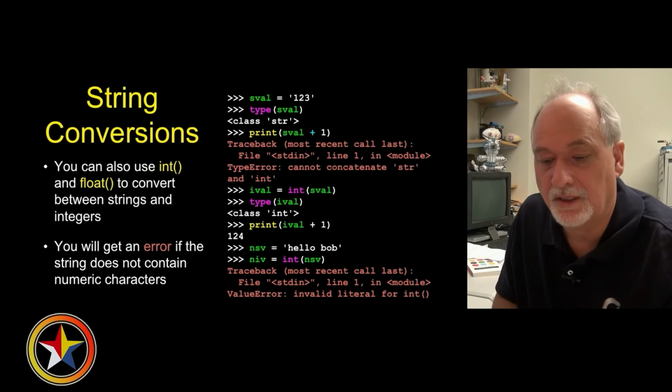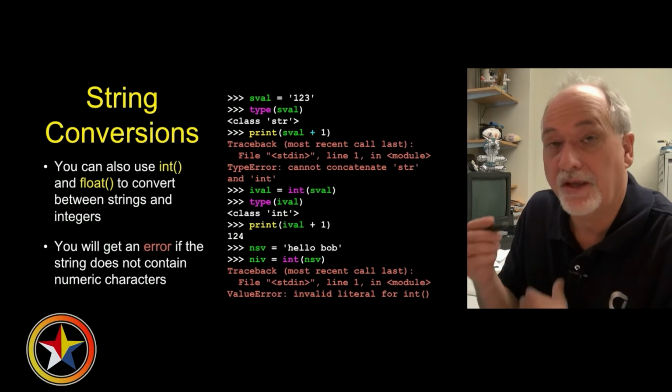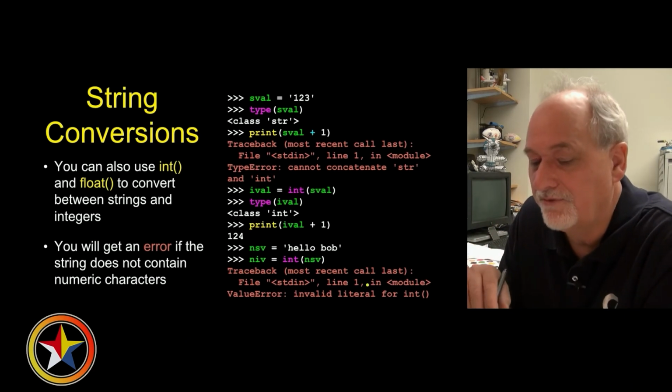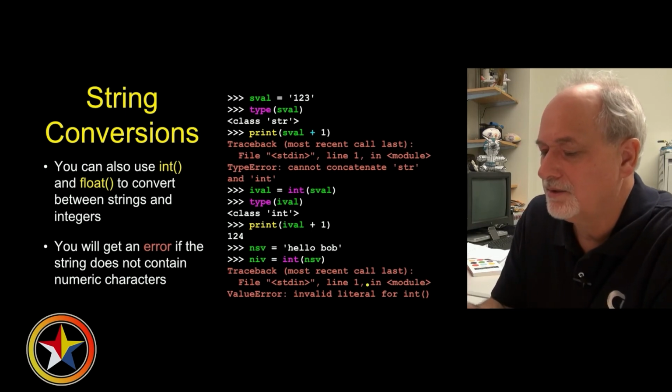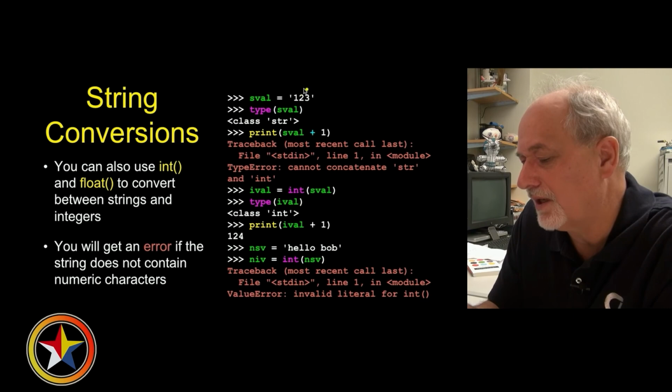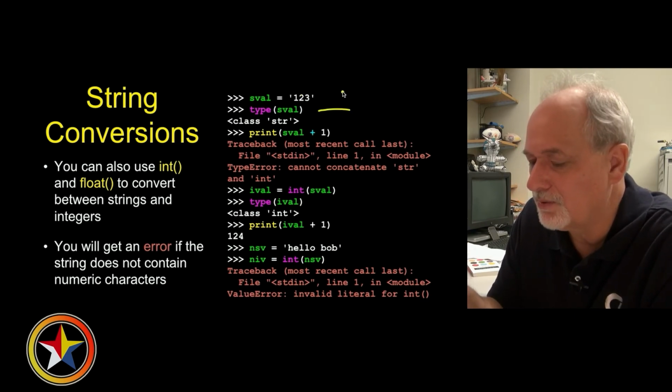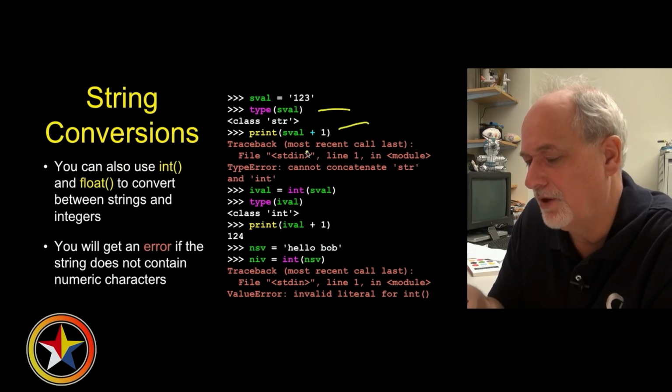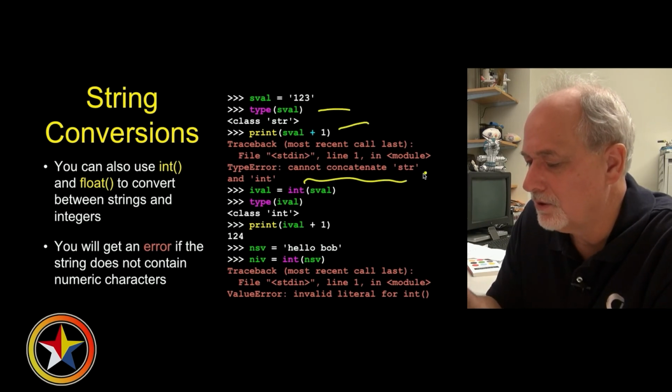Conversions, partly because, just as an example, the input function always returns a string. Here's this string, which could be coming from input, but we'll just take 1, 2, 3. We know that's a string. It's not the number 123. And if we try to add 1 to it, we get a traceback: cannot concatenate string and integer.